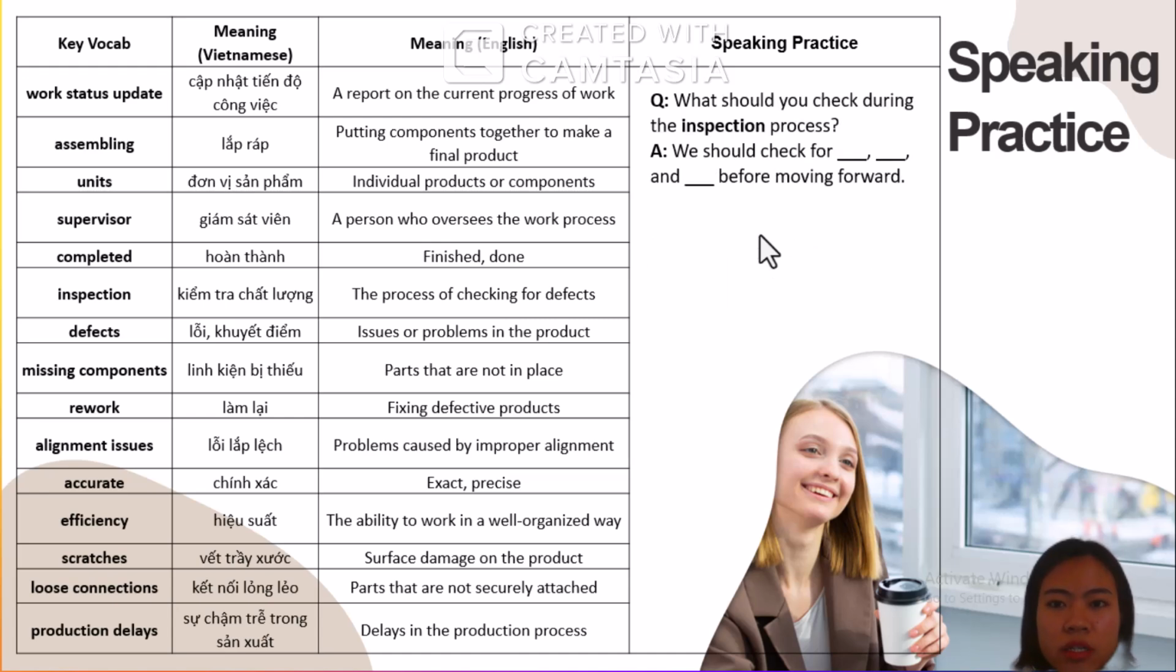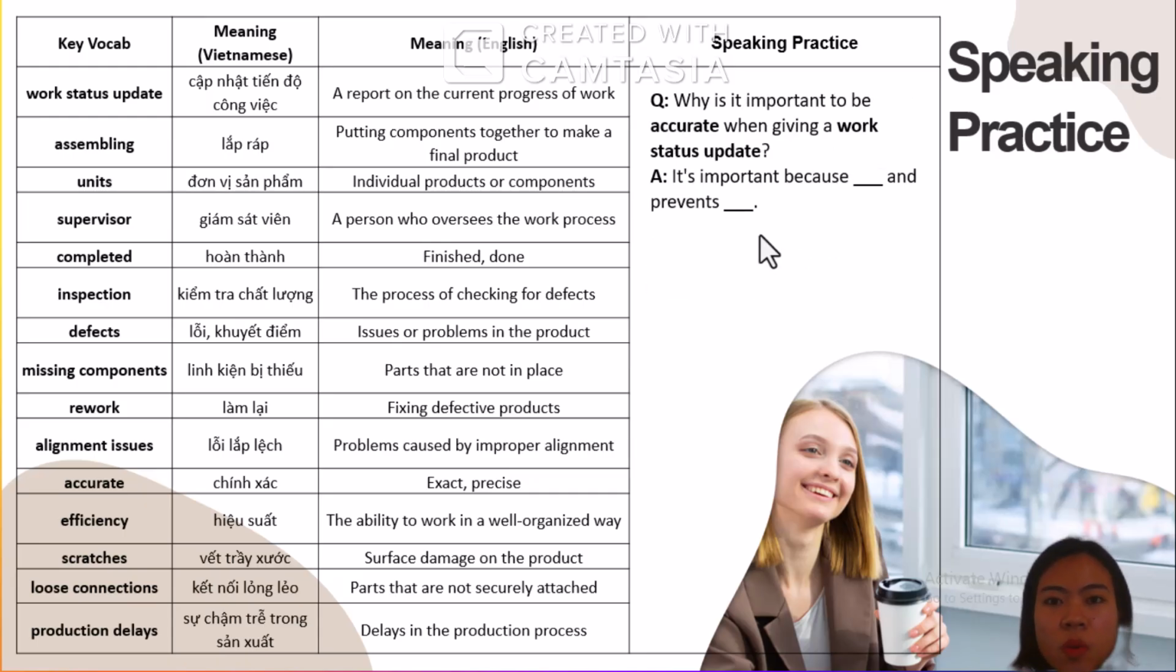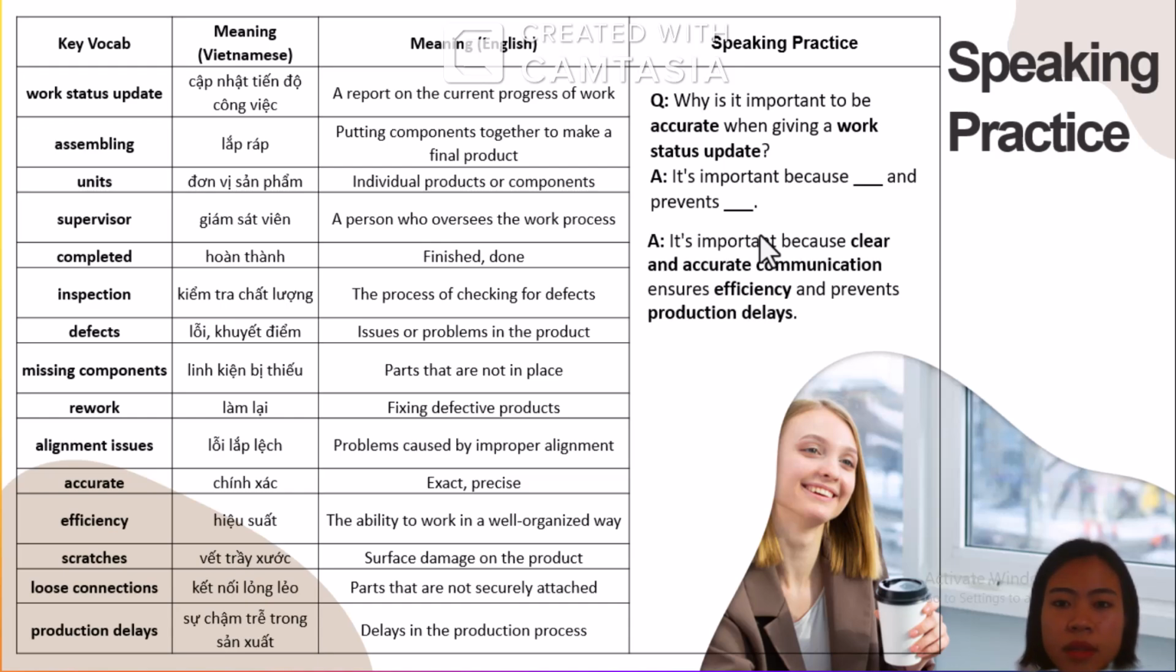What should you check during the inspection process? We should check for defects, alignment issues, and scratches before moving forward. Why is it important to be accurate when giving a work status update? It's important because clear and accurate communication ensures efficiency and prevents production delays.